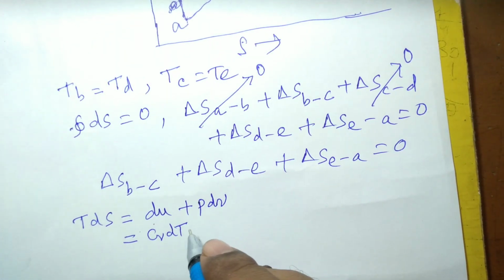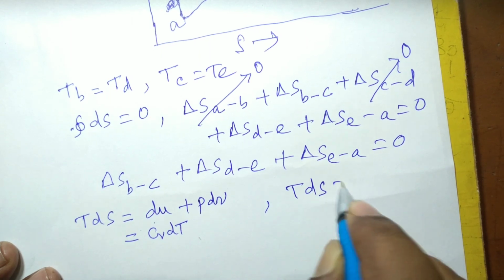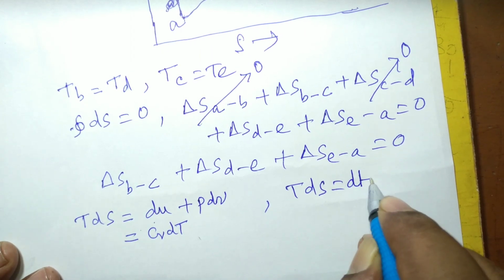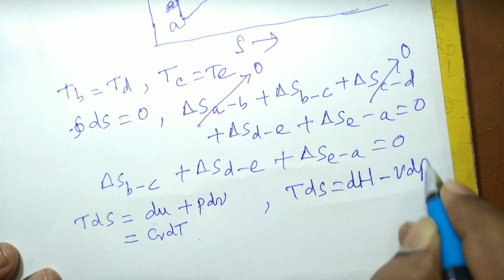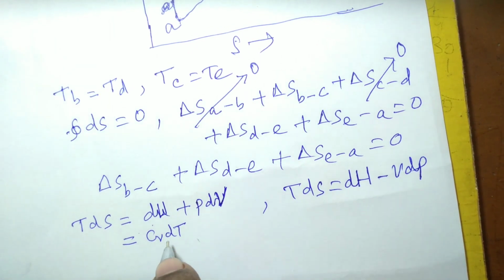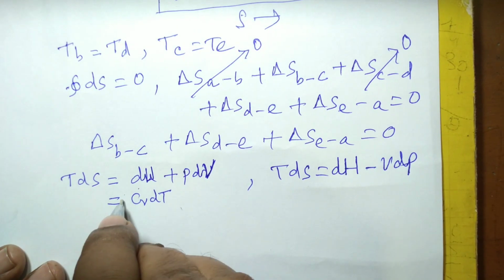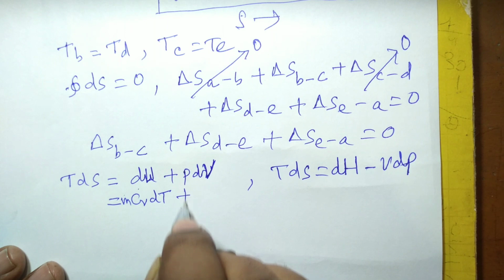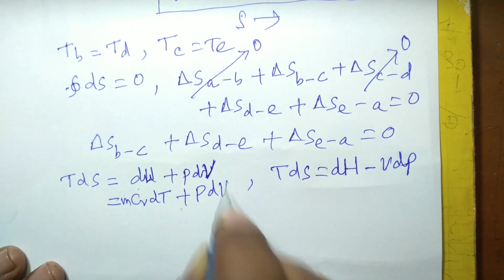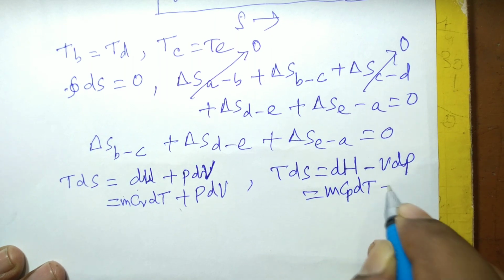TdS is equal to dU plus PdV, and another equation is TdS is equal to dH minus VdP. Then you can say this is dU plus PdV, so this is equal to mCv dT plus PdV, and this can be written as mCp dT minus VdP.